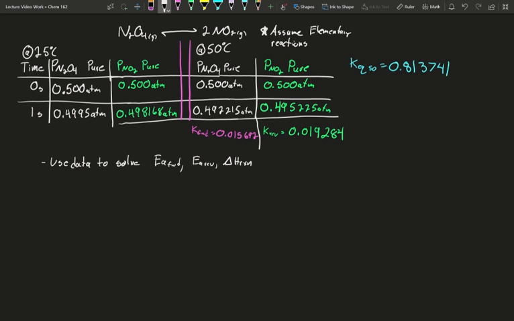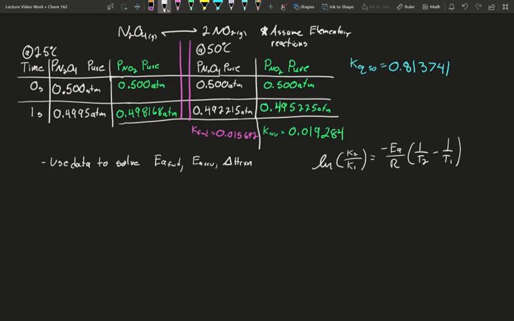Well, how are we going to relate this? Remember that the natural log of our rate constant divided by another rate constant at a different temp is going to equal the negative activation energy over R, times 1 over T2 minus 1 over T1.